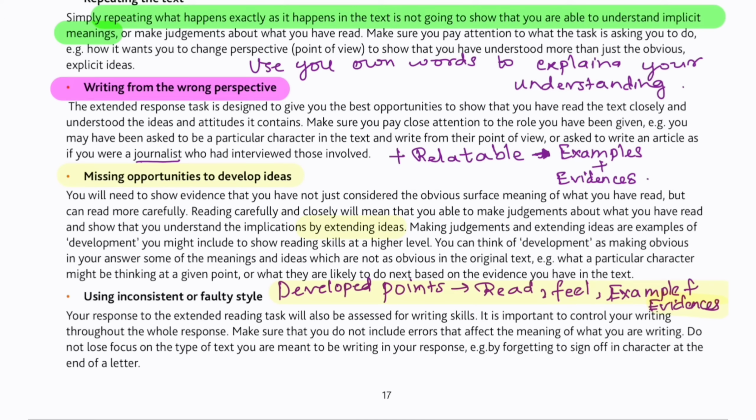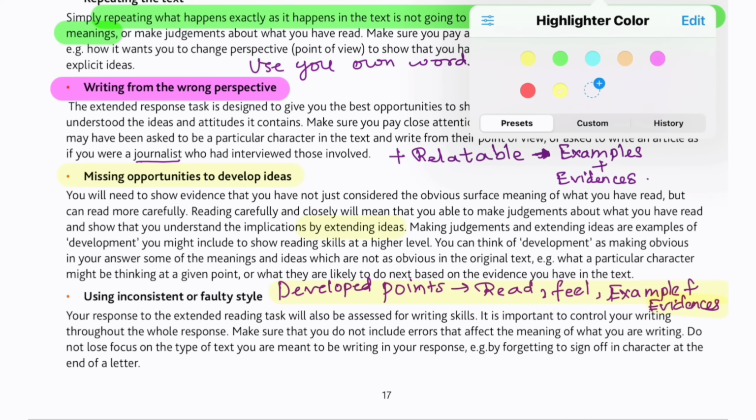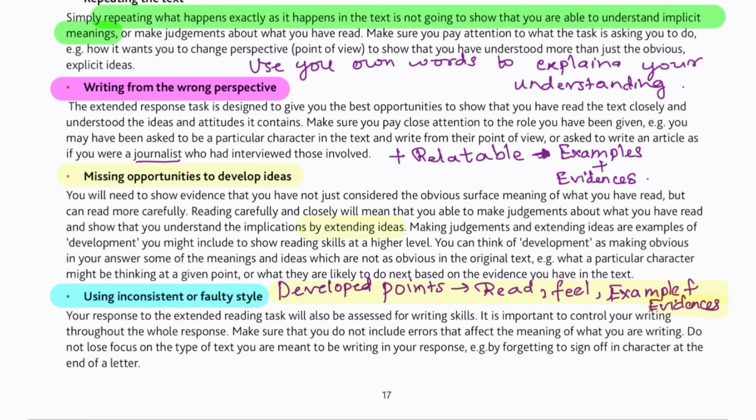Okay, using inconsistent or faulty style. Now let's move on to the next one, that is using an inconsistent or faulty style. Your response to the extended reading task will also be assessed for writing skills. It is important to control your writing throughout the whole response. Make sure you do not include errors that affect the meaning of what you are writing. Do not lose focus on the type of text you are meant to be writing in your response, for example by forgetting to sign off in character at the end of a letter. So basically, what this means is follow the rule book.